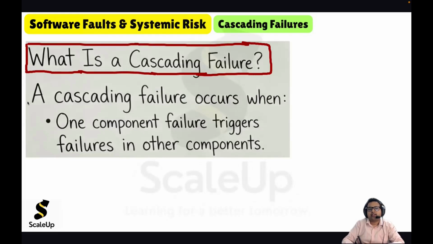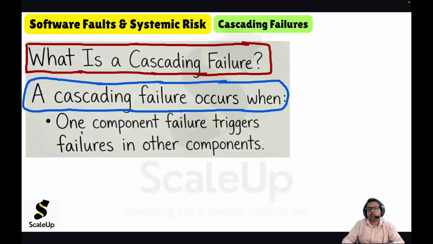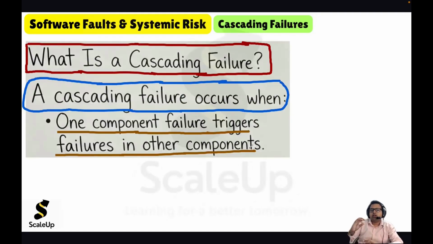A cascading failure occurs when one component failure triggers failures in other components. So that is cascading. Cascading means, let us suppose a failure in one component led to failures in other components. So cascading effect. So that's a cascading failure. So software faults are cascading in nature.